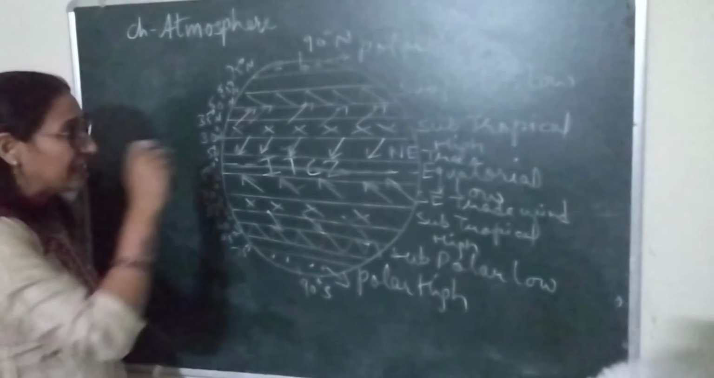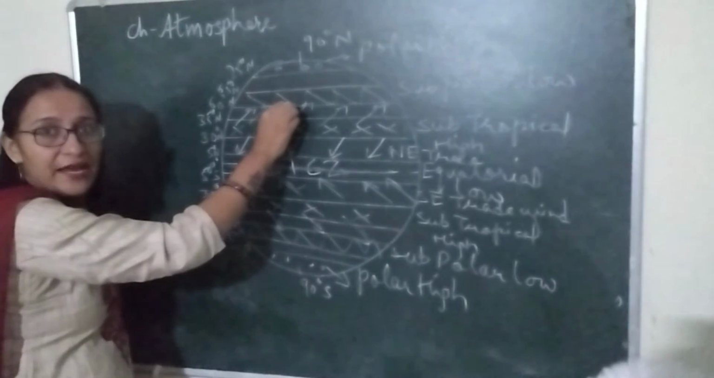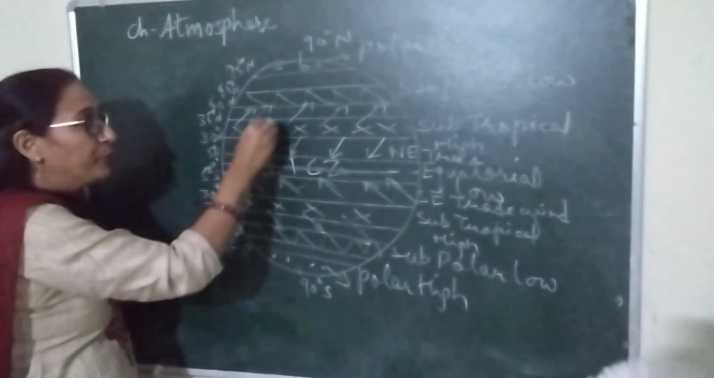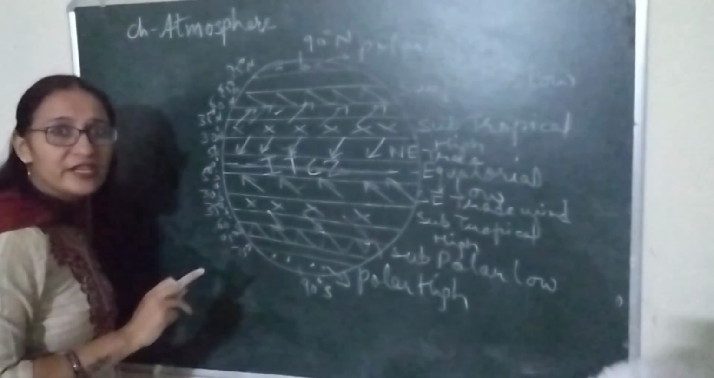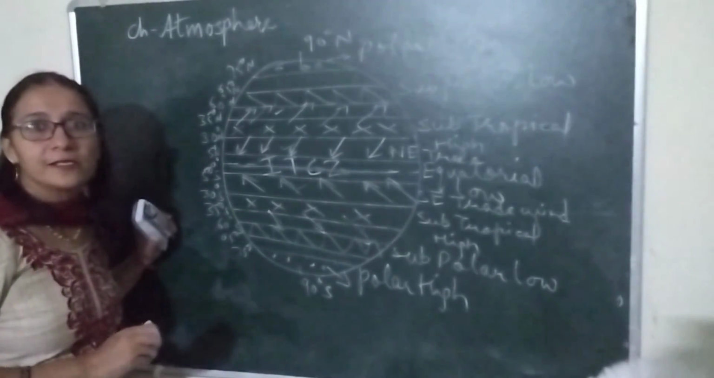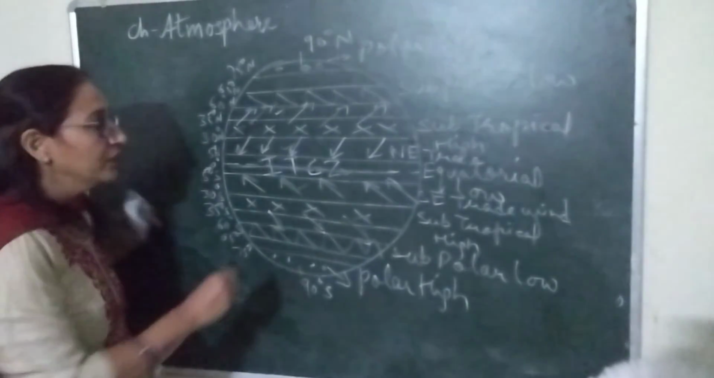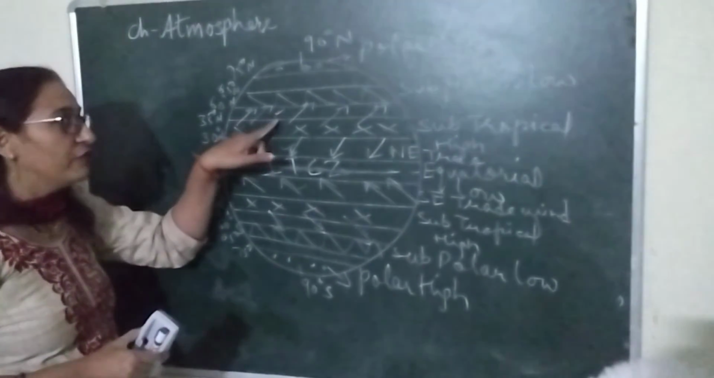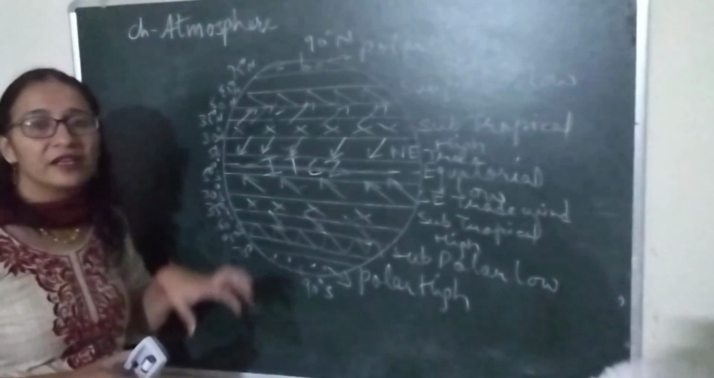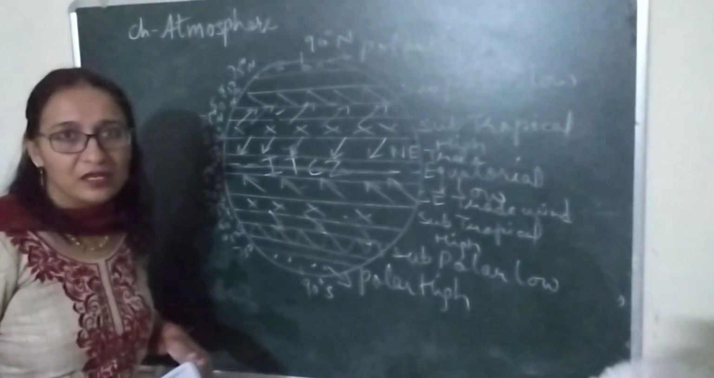Now, if we compare the speed of westerlies in the northern hemisphere and westerlies in the southern hemisphere, the speed of westerlies which blow in the northern hemisphere is less, and the speed of westerlies in the southern hemisphere is high. Now what is the reason behind that? The reason is, in the northern hemisphere the concentration of land is more. So there is more land mass in the northern hemisphere.